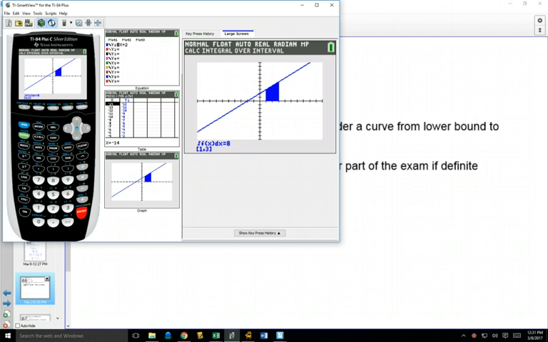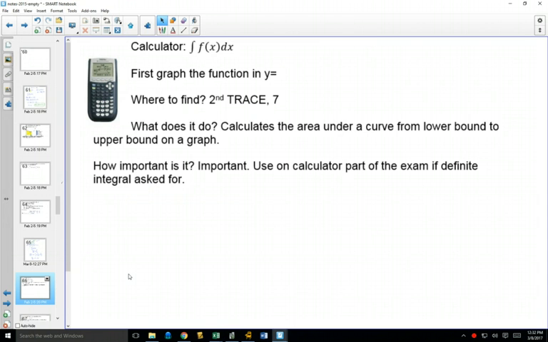So if you're asked for a definite integral on your exam and you got your calculator, boom, this is a lot faster than actually calculating it all out. So depending on the situation on the exam, it could be really useful.